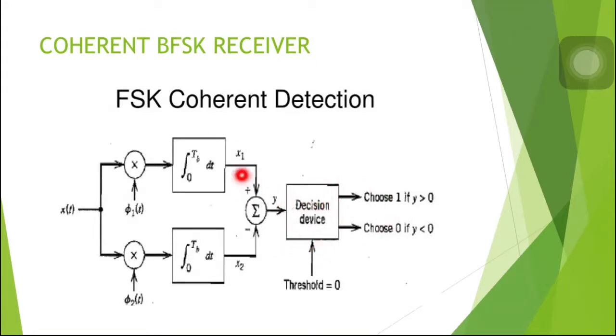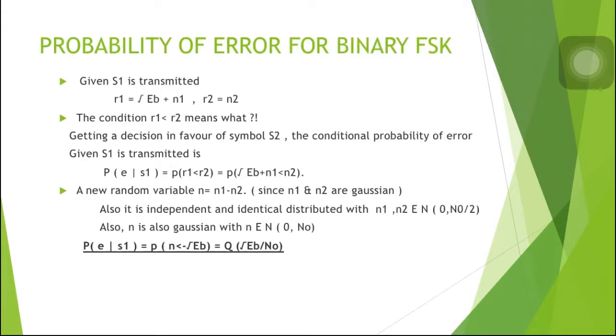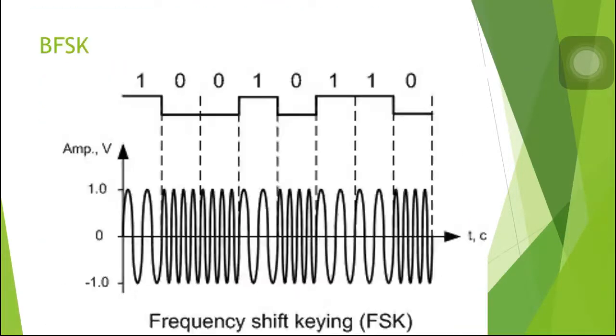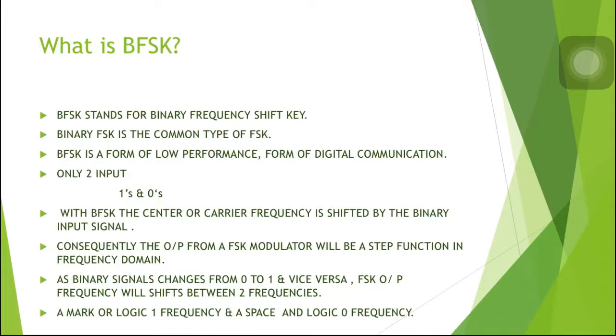So what happens when R1 is greater than R2? We will get 1. If R1 is less than R2, we will get 0. That's the thing. So this is the decision device. Okay, so I think my presentation is very clear. I will just say everything once more to make it clearer.